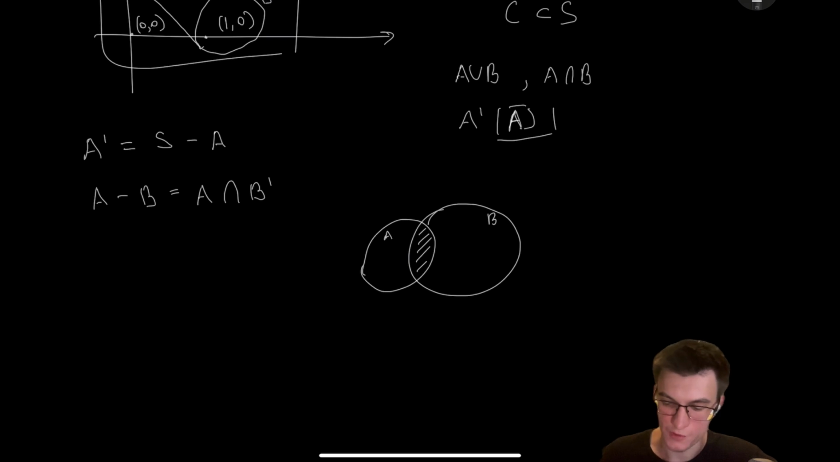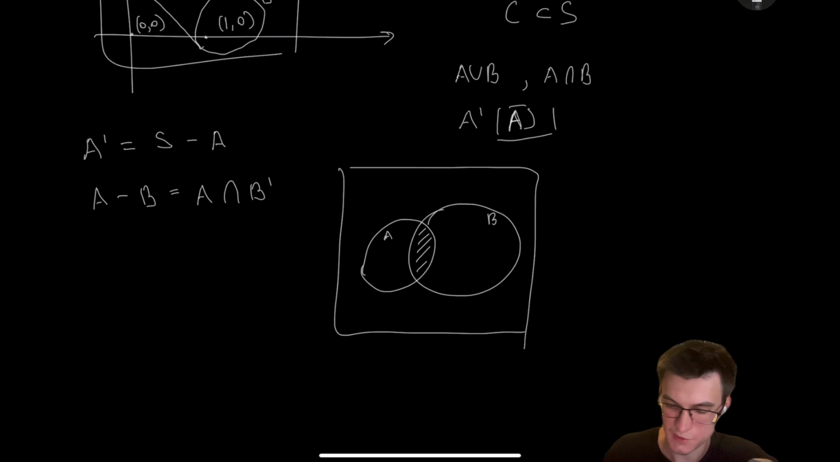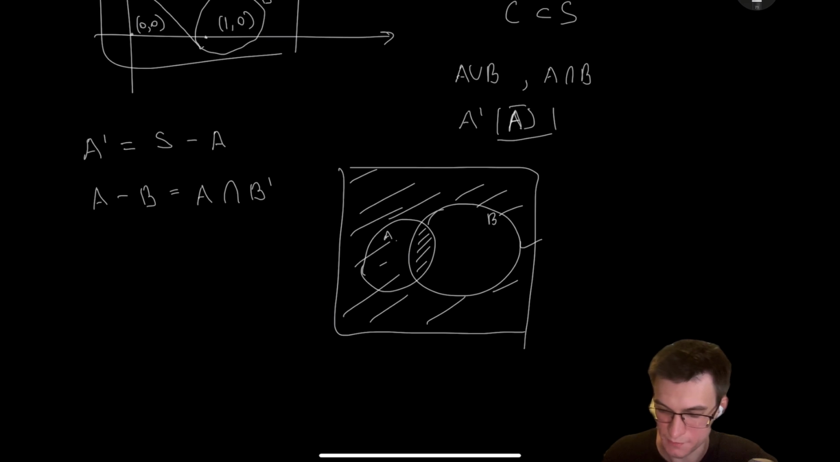And now, if we take a look at the complement of B, the complement of B is the whole space which is beyond the set B. This one is the complement of B. And now the intersection between A and the complement of B is this space, which is the red one, this set. It is the difference between two sets.